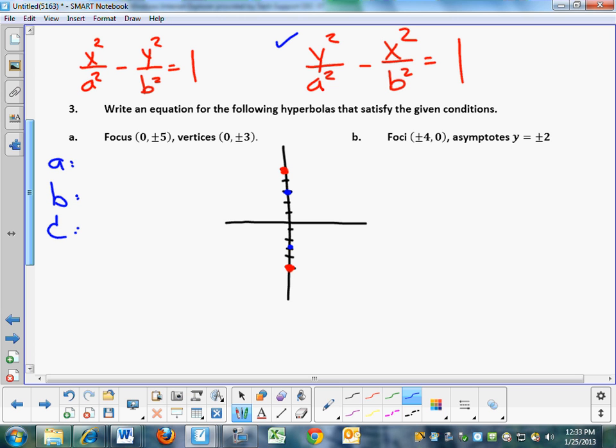Anybody know what our A value is? 3. Good. Do we know B? Do we know C? 5. How do I figure out B? For hyperbolas, we have A squared plus B squared equals C squared. And if we use that, we'll solve B and we will get 4. So 3, 4, 5. Can you now write your equation?